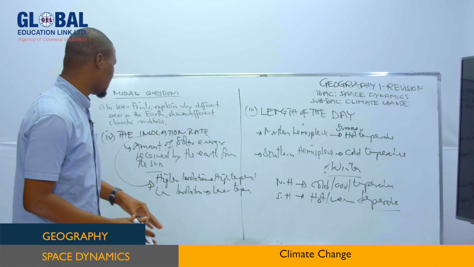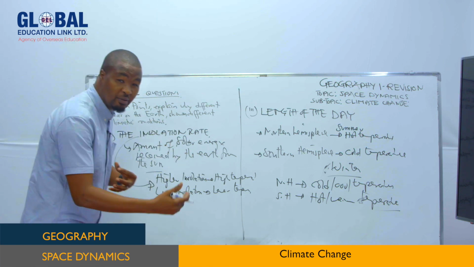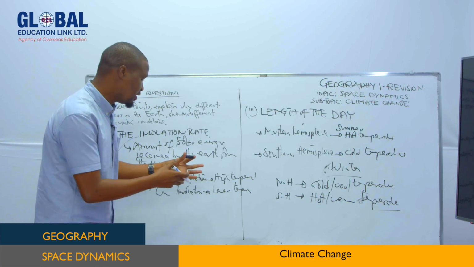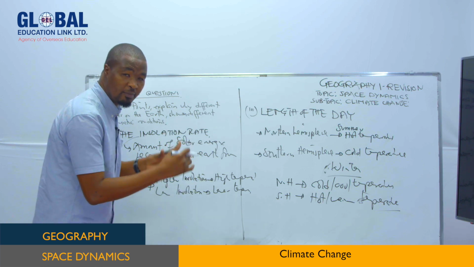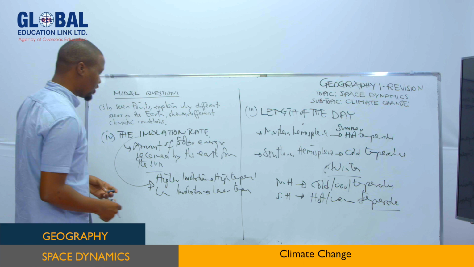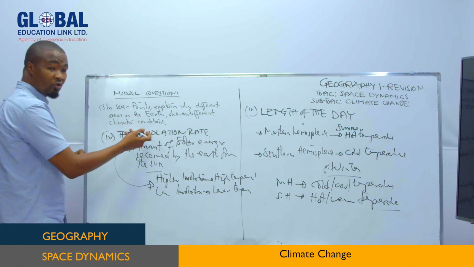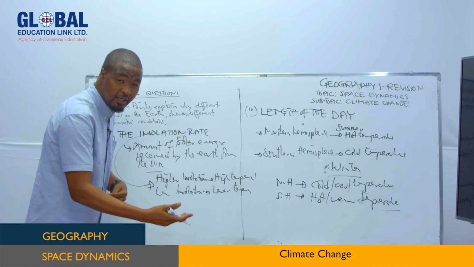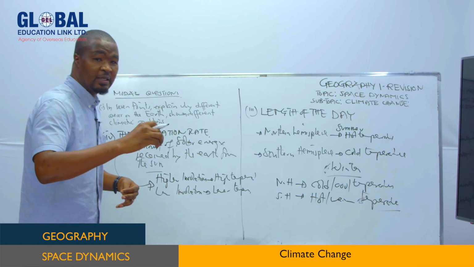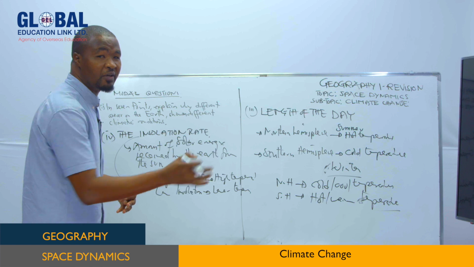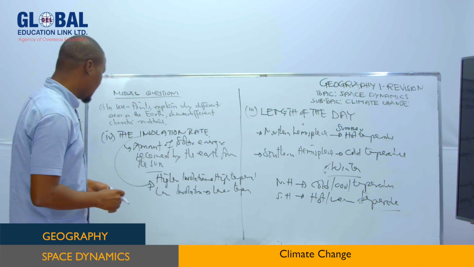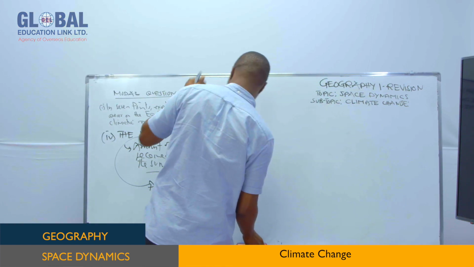Are we together? That's why we say different areas may mark different temperature conditions, considering temperature as part of the climatic conditions. That's why we say the amount of solar energy received by the Earth from the sun, we call it the insolation. So the insolation rate of a given area may be the cause of the variation of climate of a given area. We have another factor right here.